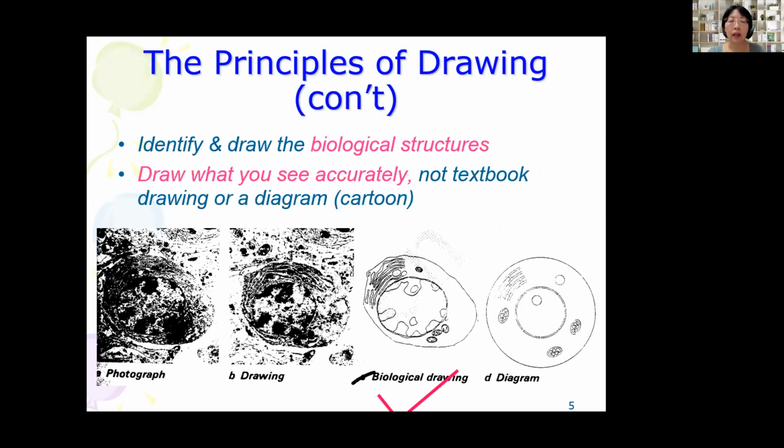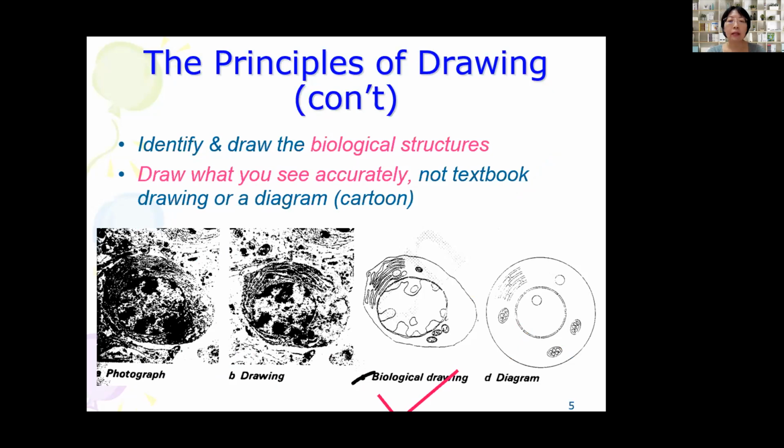Okay. Now here, there are 4 diagrams. Which one of them is the biological drawing? So I give you a micrograph on the left side here, A. Anybody can draw this, right? An artist can draw it very nicely, but the artist actually doesn't know what he's drawing, right? B is an artist drawing. So what is a biological drawing? So C is a biological drawing.